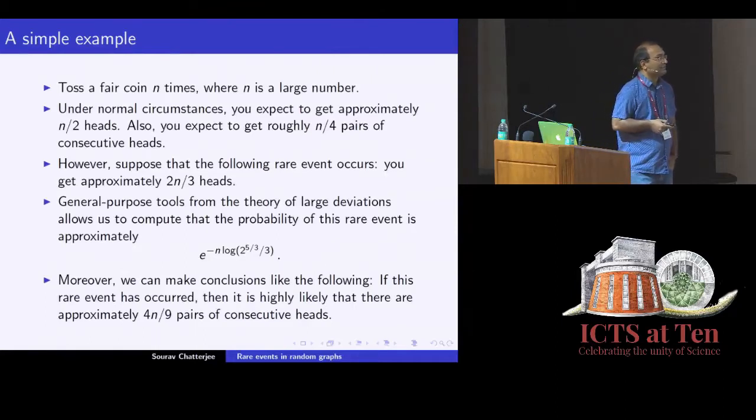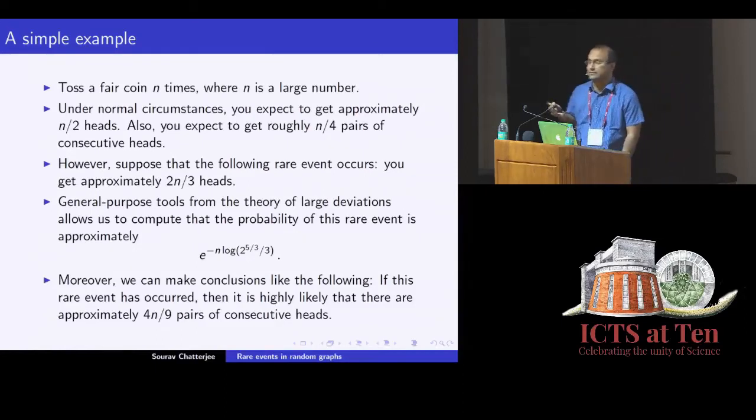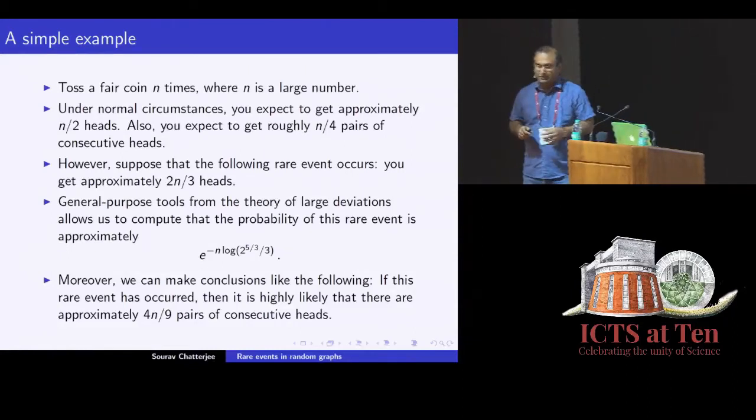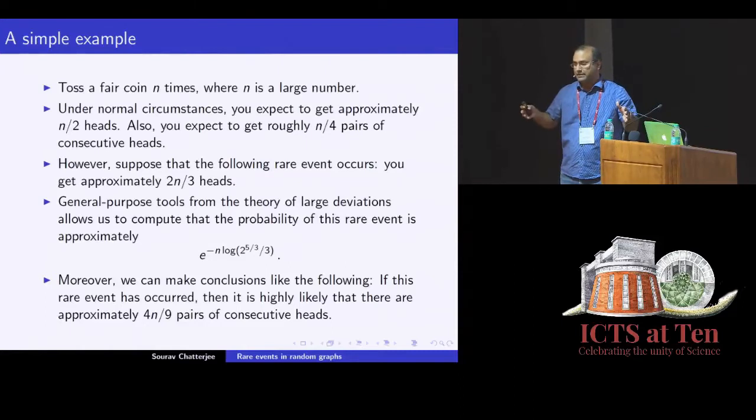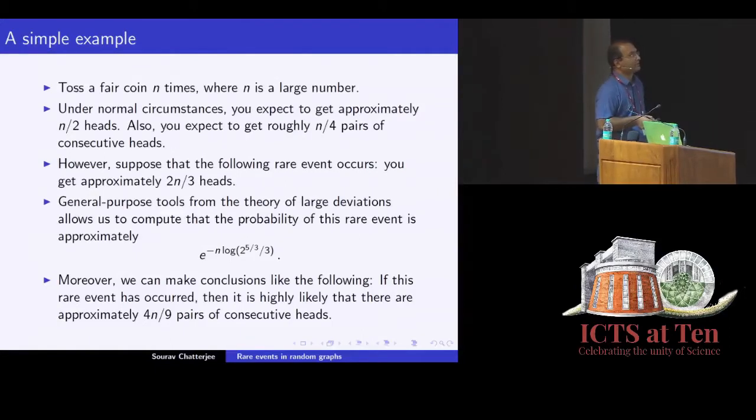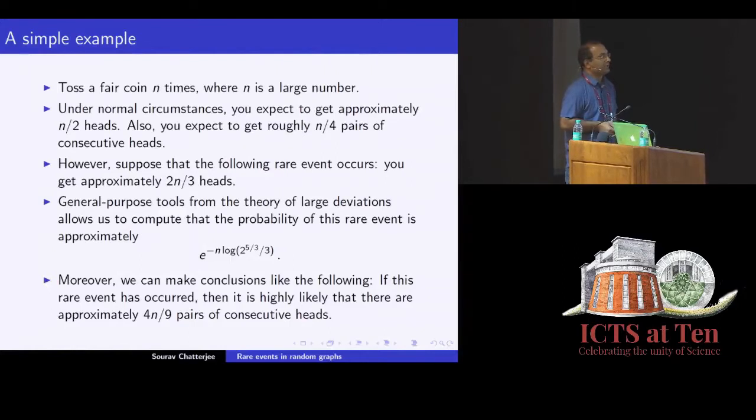And then you can also ask, if this rare event occurs, how many pairs of consecutive heads do you get? What's the likely number? So that's the question. If a rare event occurs, then the whole thing changes. That's the general thing in probability: you can make various deductions about a system, but given that some rare event has occurred, all those deductions may be false. So the system as a whole changes completely. If this rare event has occurred, then it's very likely that you get 4n over 9 pairs of consecutive heads instead of n over 4 pairs of consecutive heads. This is something that you can prove.